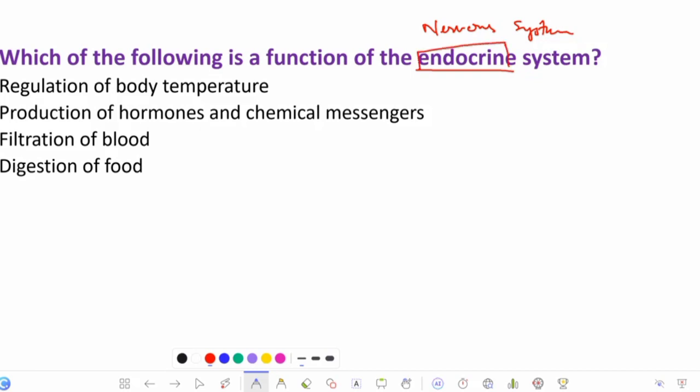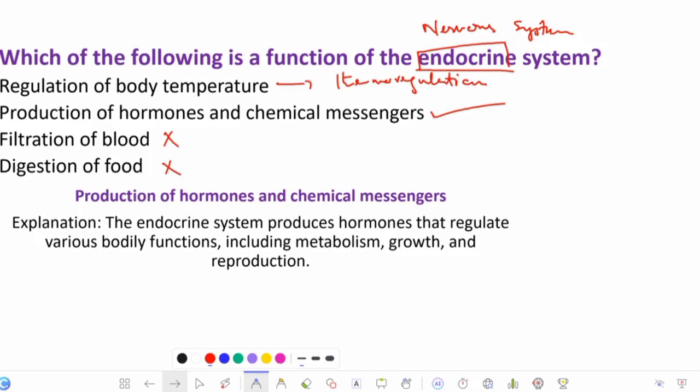Function of endocrine system: number one, regulation of body temperature, production of hormones and chemical messengers, filtration of the blood. Filtration of the blood is a function of the kidney. Digestion of the food is a function of the stomach or small intestine. Regulation of body temperature is not the function of the endocrine system; if we categorize further, it is the function of the thermoregulatory system or thermoregulation. So the endocrine system performs the production of hormones and chemical messengers.